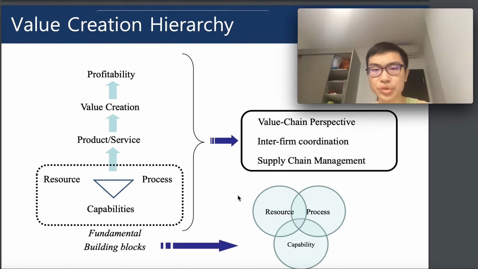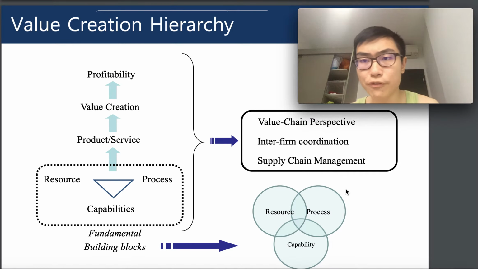Then why did I organize this hierarchy into value chain perspective, interfirm coordination, and supply chain management? This is because the value chain perspective is definitely important. It is about how value is created through each process. How do we ensure efficiency in each process of supply chain management, starting from acquiring raw materials to manufacturing, to selling to the retailers, to delivery to the customers? You need to make sure your value chain is creating value at each step.